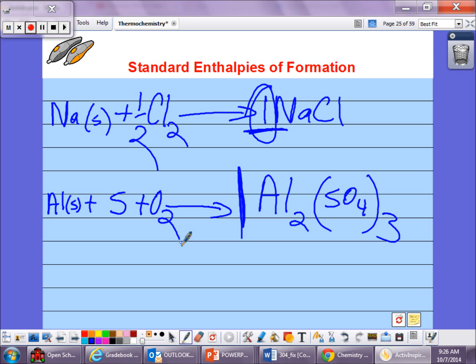Now I will just balance without touching that 1. So I have 2 aluminum here, and I have 3 sulfur here, and they are 12 oxygen. I will put a 6 here. So students always make mistakes. They want to put a coefficient here. It has to always be 1. And then remember, those are elements in their standard state. Alright, let's move on.